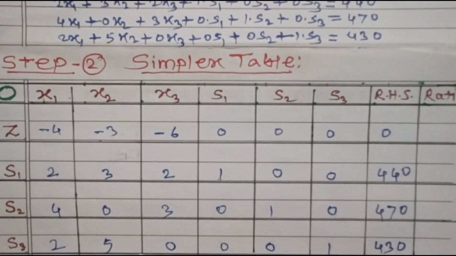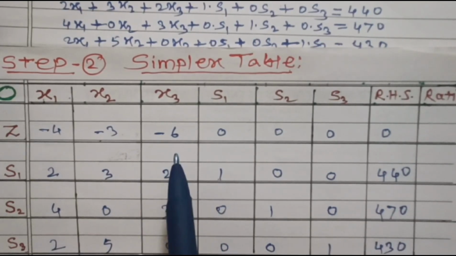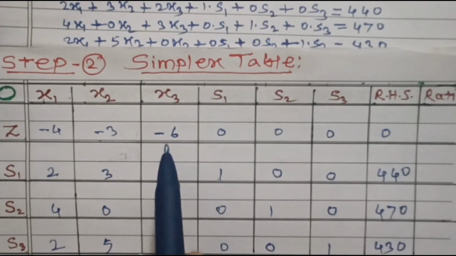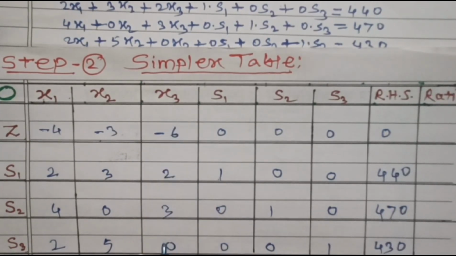Now, in this table, we have to find out the key column and key row. In the simplex method, you have to remember, always find the key column first, okay, and then find the key row. So, to get the key column, you have to find the most negative number from the z row, this row. The most negative number is this one, -6. -6 is appearing in the x3 column. So this column is known as the key column.